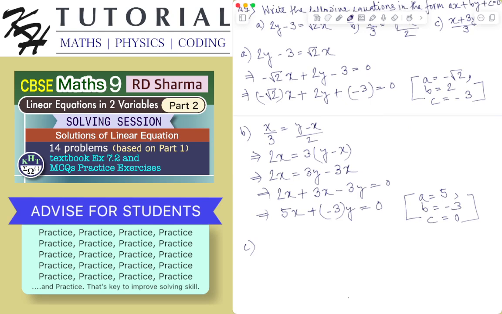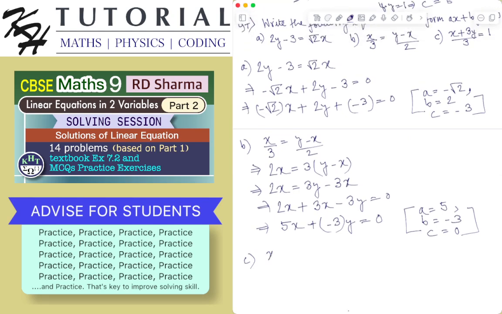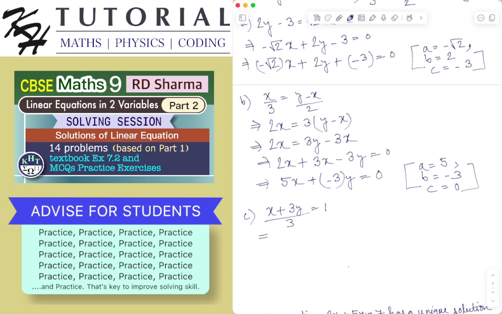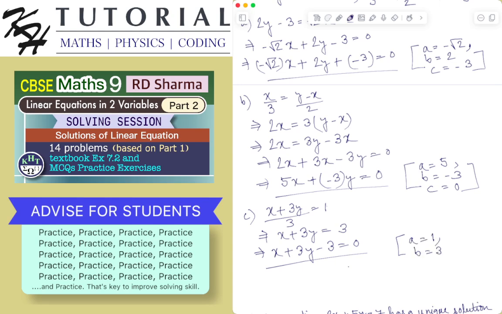Let's see part C. (x + 3y)/3 = 1. Again, I will do cross multiplication and I have x + 3y = 3. I will bring everything on the right to the left-hand side and I have x + 3y - 3 = 0. So this is the equation in the standard form, where we have a = 1, b = 3, and c = -3.